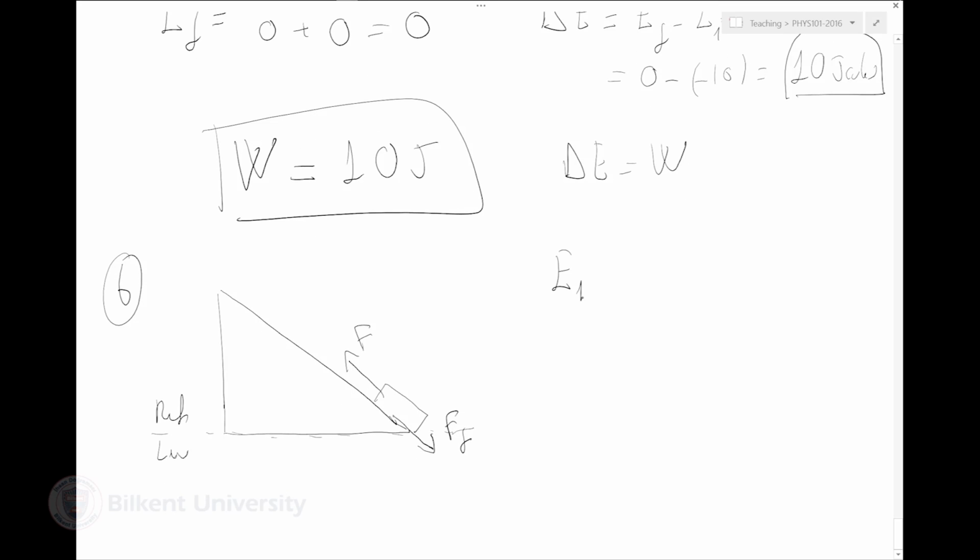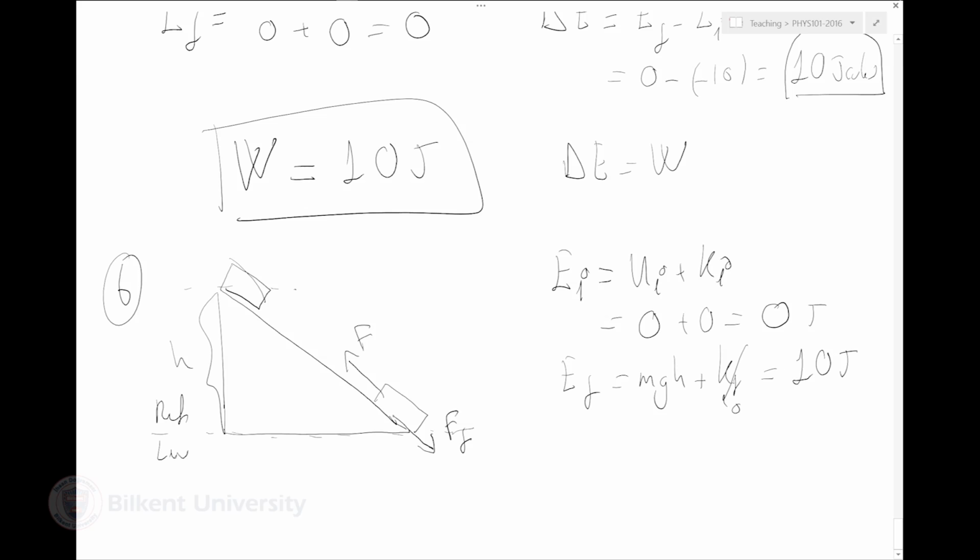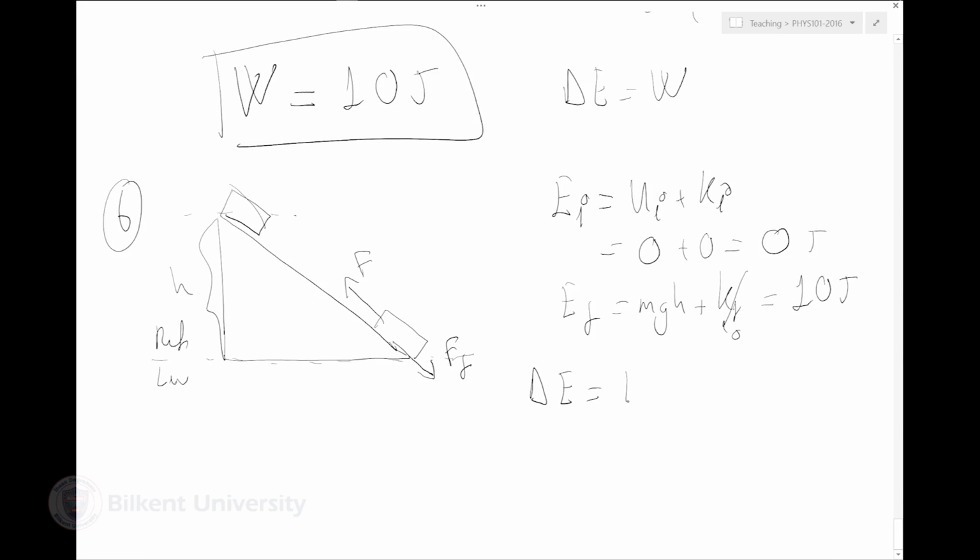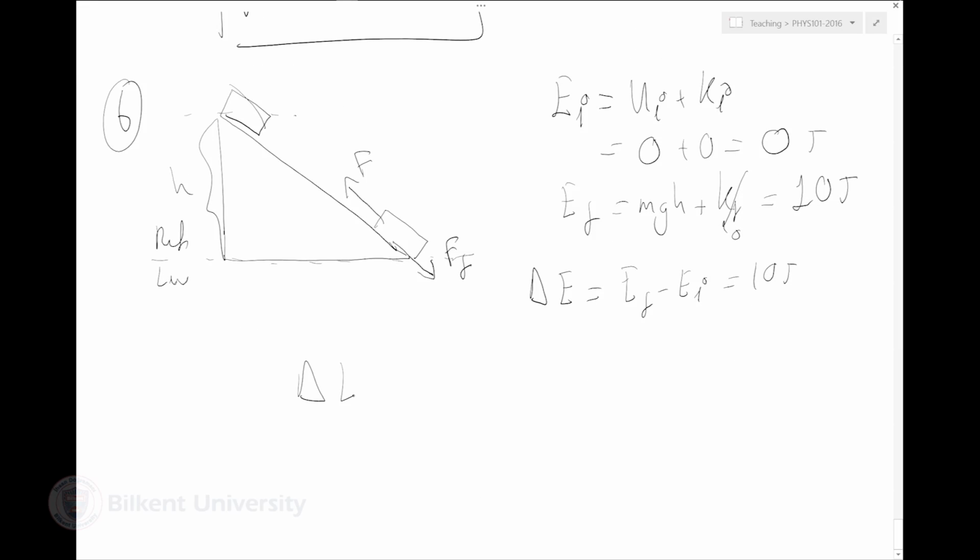Now, what's my initial energy? Initial potential energy plus initial kinetic energy. If I choose my reference level at the bottom of the inclined plane, my initial potential energy is 0. My initial kinetic energy is 0, so this is 0 joules. How about my final energy? Well, my final potential energy is mgh, plus my final kinetic energy is 0 for minimum work. So it's going to be just 10 joules. So delta E has not changed. Delta E is E final minus E initial.